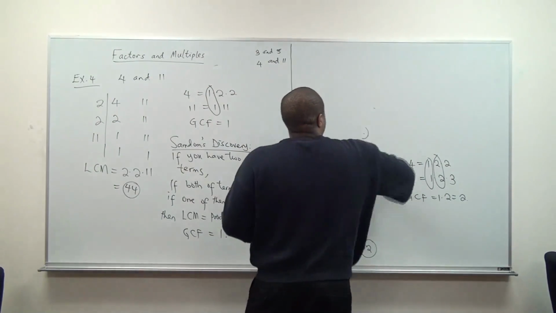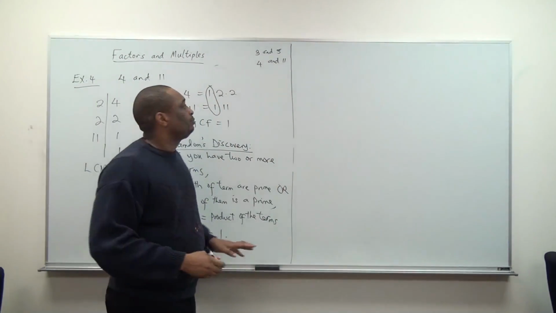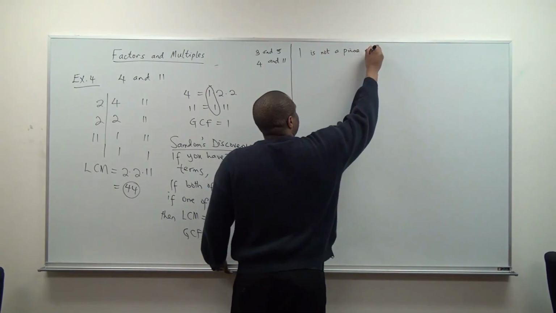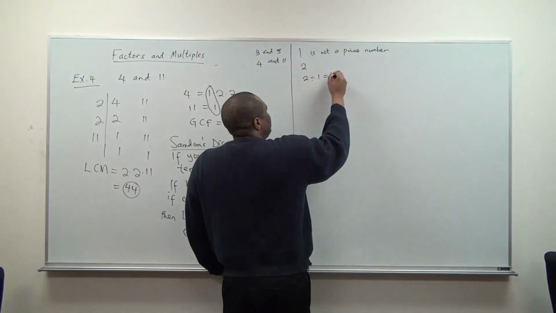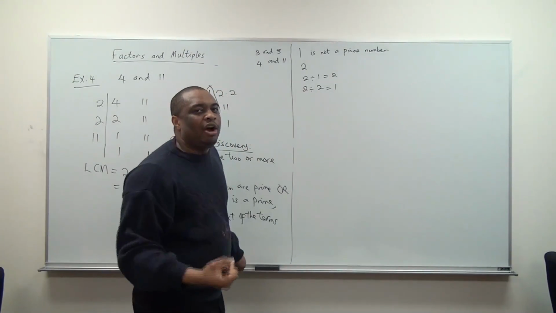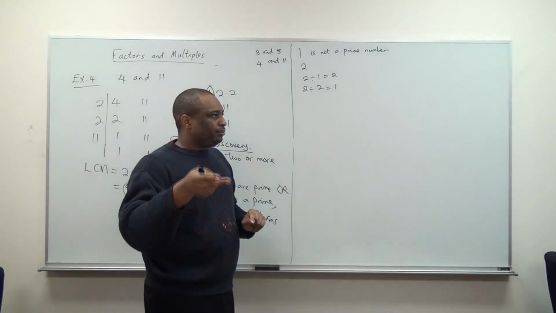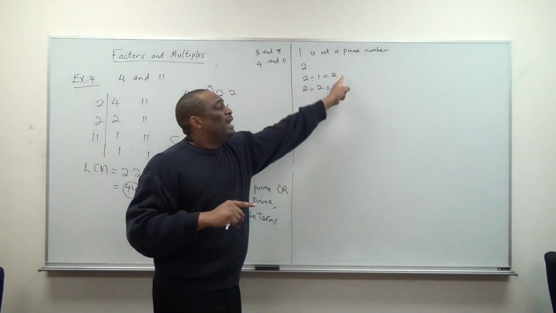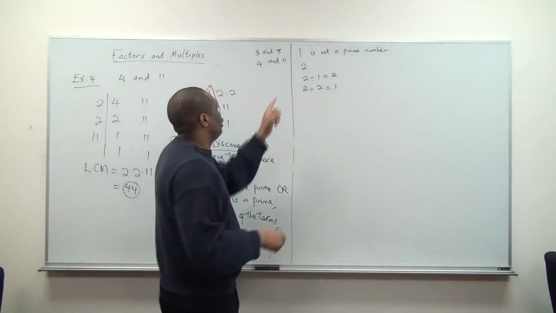But for prime numbers, let's say from 1 to 10. Now, 1 is not a prime number. Just know that. If you look at 2, 2 is a prime number because 2 divided by 1 will give us 2, with no remainder. 2 divided by 2 will give us 1. Any other number that you use to divide 2 will give us a remainder. A prime number can only be divided by 1 and itself without a remainder. If it is divided by any other number, it will have a remainder. So 2 is a prime number.